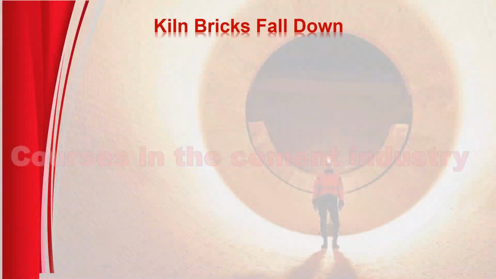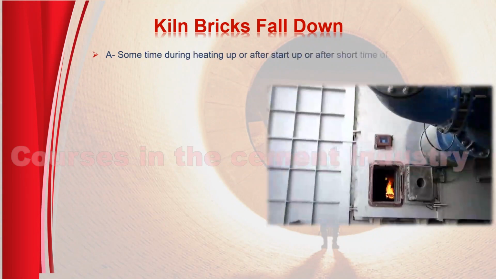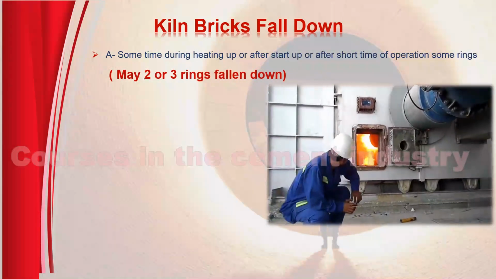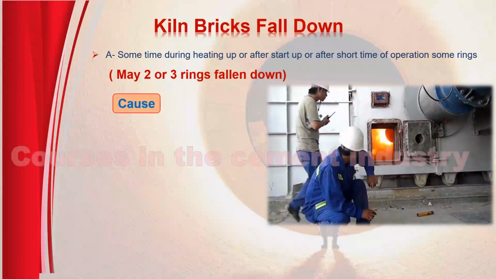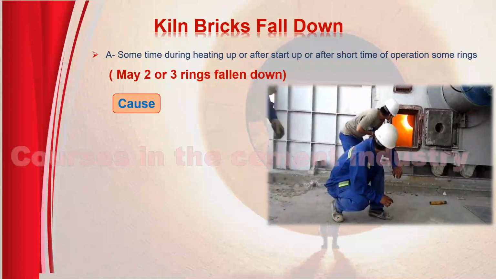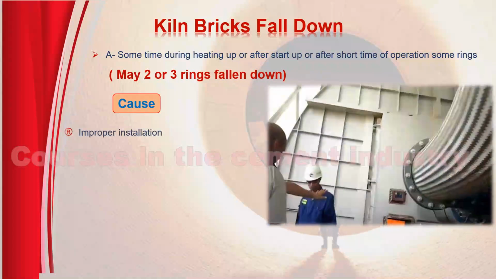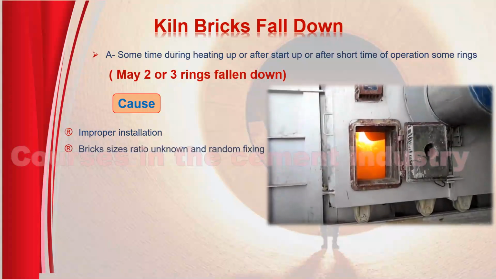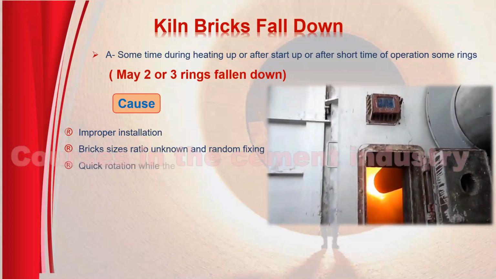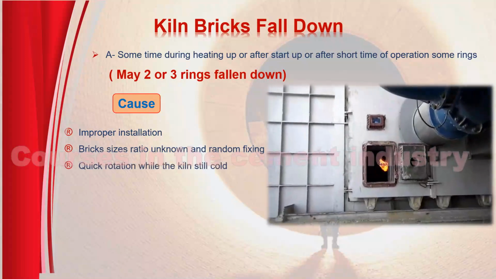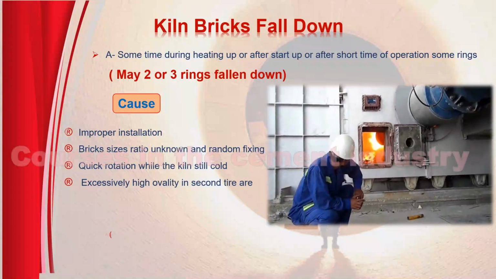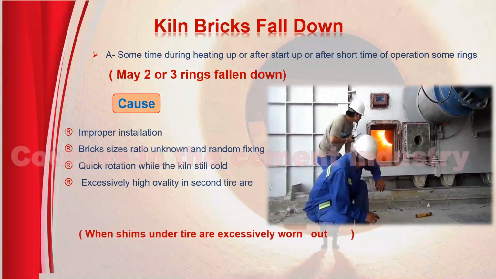Kiln bricks fall down. Sometimes during heating up, or after start up, or after a short time of operation, some rings, 2 or 3 rings, may fall down. Cause: here are some of the main reasons. 1. Improper installation. 2. Brick size ratio unknown, and random fixing. 3. Quick rotation while the kiln is still cold. 4. Excessively high ovality in the second tire, when shims under the tire are excessively worn out.